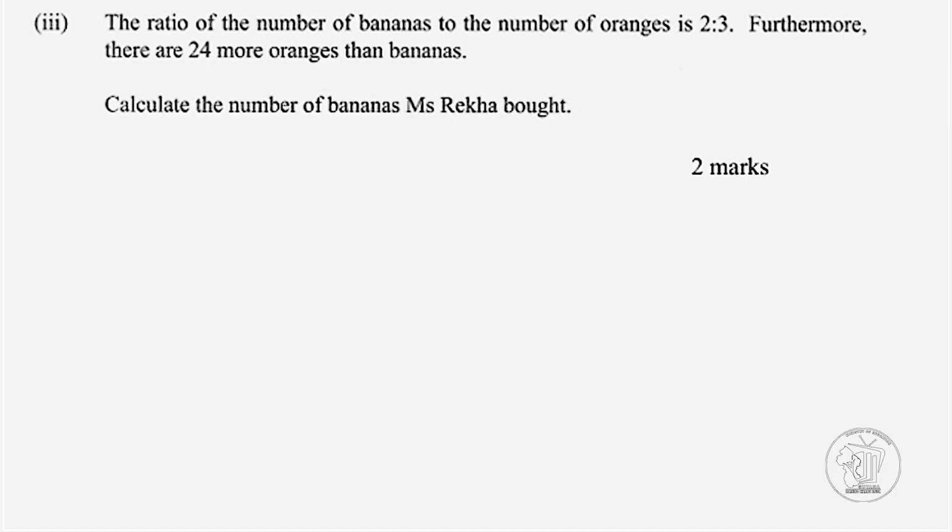So to find the value of one share, we see they told us that there are 24 more oranges than bananas, and the ratio of bananas to oranges is 2 to 3. So 2 represents bananas and 3 represents oranges. We have 24 more oranges, and the difference between the shares is 1. So we can say one share will represent 24. One share has a value of 24 because of this statement that they said.